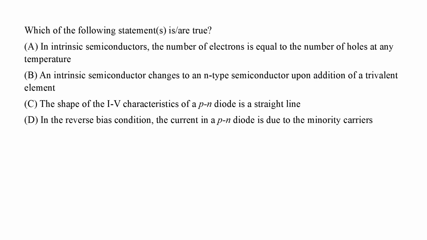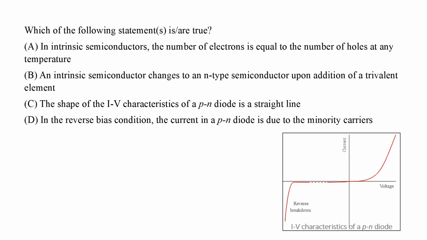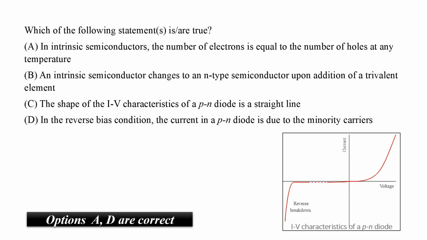The shape of the IV characteristics of a PN diode is a straight line. No, you can see here, this is the graph for the IV characteristics of a PN diode. Option D, in the reverse bias condition, the current in a PN diode is due to minority carriers. Yes, it's a true statement. So in this case, option A and option D are correct.